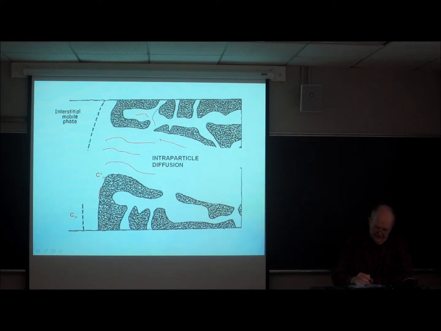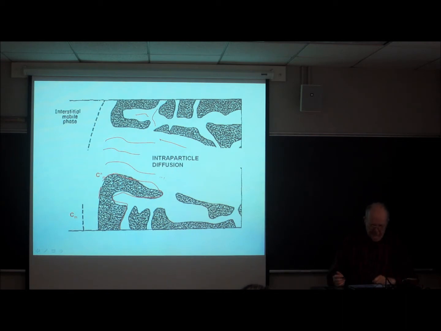You also have diffusion along the surface of the particle. Molecules can diffuse on a surface. It may not be fast. Sometimes it's really slow. I mean, really slow. Sometimes it's almost, but not quite, as fast as diffusion in the bulk fluid. It depends on exactly what kind of chromatography you're doing.